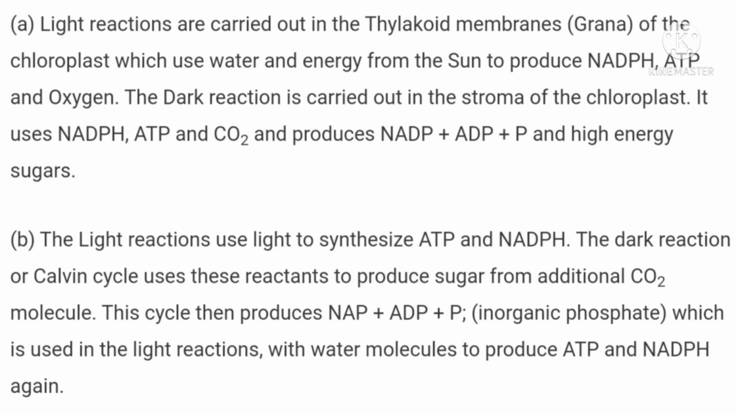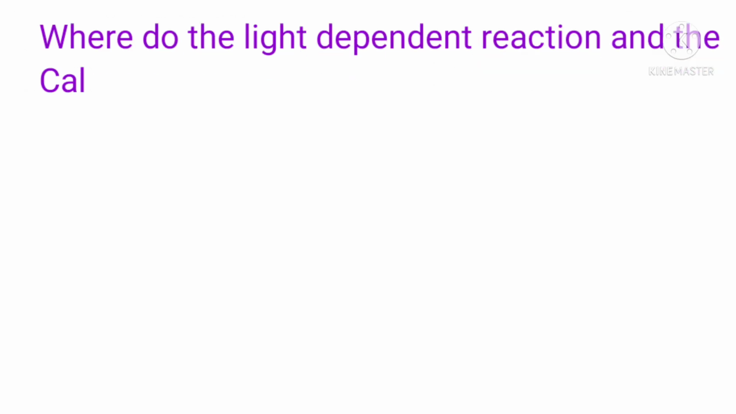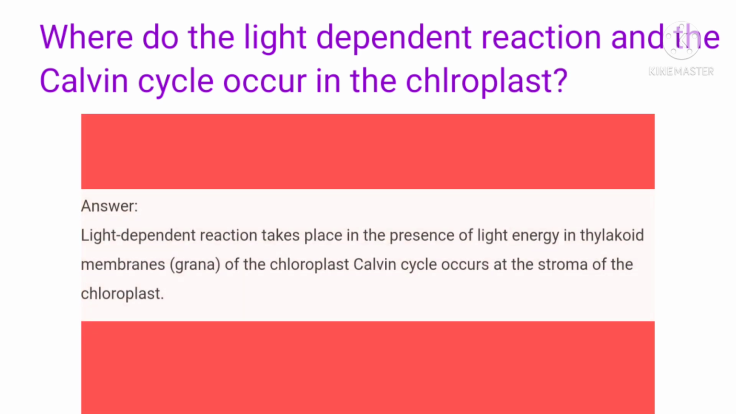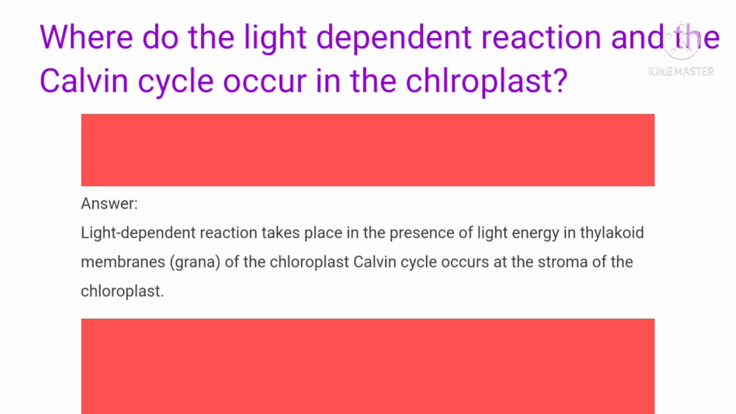Question number 2. Where do the light dependent reaction and the Calvin cycle occur in the chloroplast? Answer for this question: light dependent reaction takes place in the presence of light energy in thylakoid membranes, that is grana, of the chloroplast. Calvin cycle occurs at the stroma of the chloroplast.